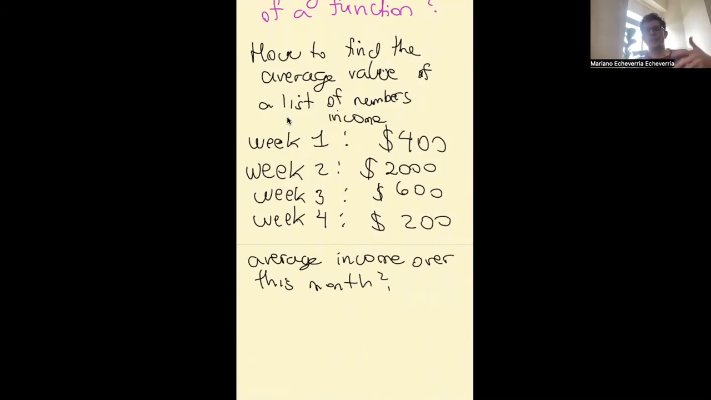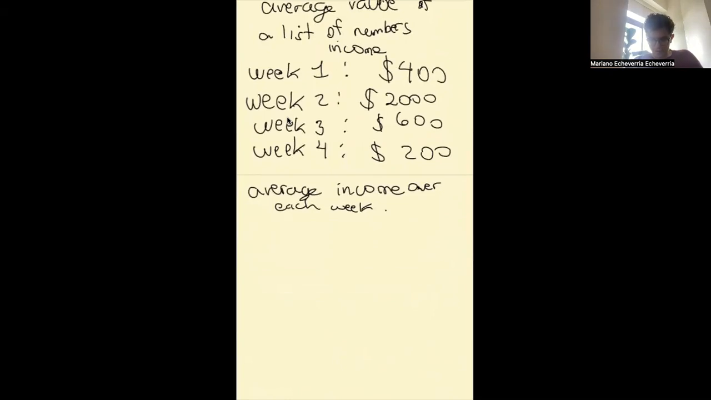Or the average income on each week. What will you do in this case? Yeah, what you would do is add them all up together, right? So you would do 400 plus 2000, plus 600 plus 200.